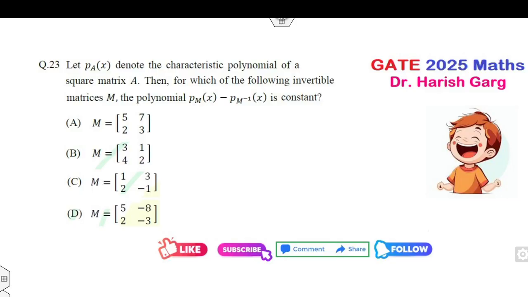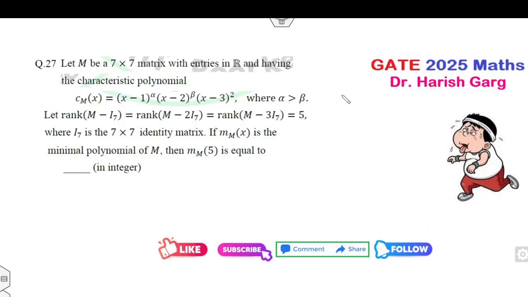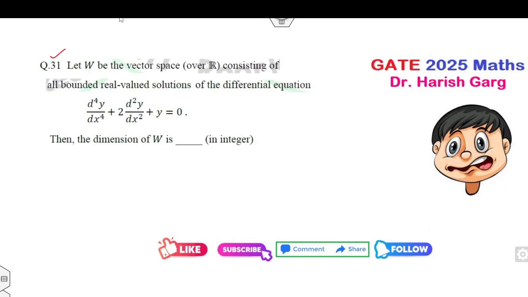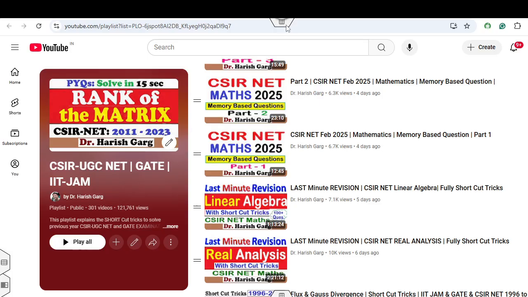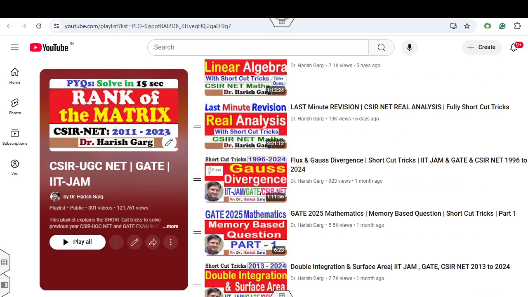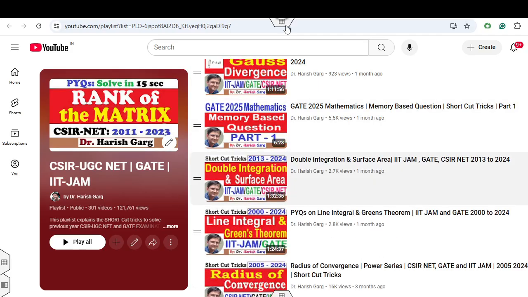Now, always remember students, your target is to solve the problem within 1 minute in the examinations. This is always your target. If you are able to solve a question within 1 minute, then you will qualify the examination with full confidence. Whether it's question number 23, 27, 31, or many more, how can you solve each question within 1 minute? For that, you must watch this playlist. It will help you crack the examinations and get the answers with very shortcut tricks.